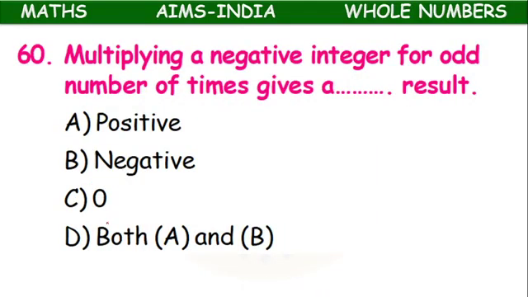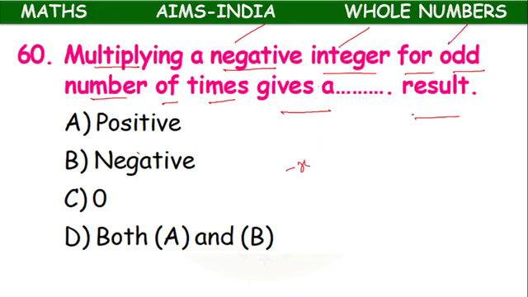Next. Multiplying a negative integer for an odd number of times gives a dash result. We are multiplying a negative integer. Suppose let it be minus x. An odd number of times means like this: 1, 2, 3.